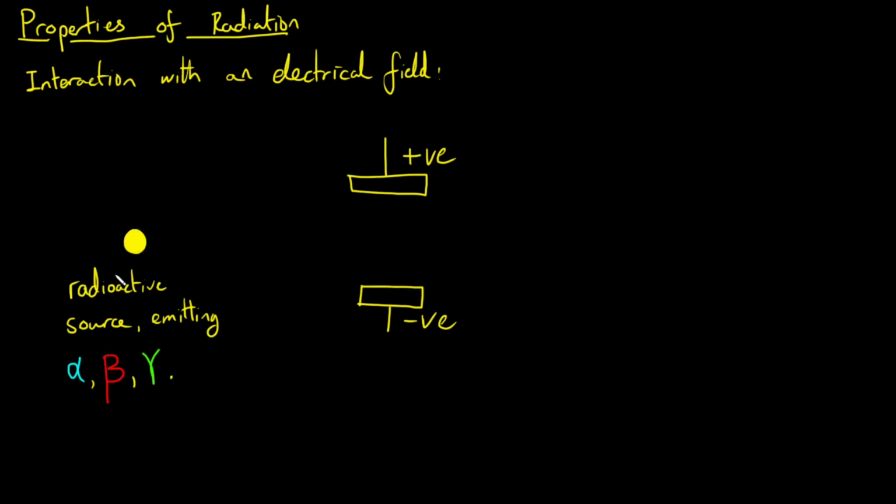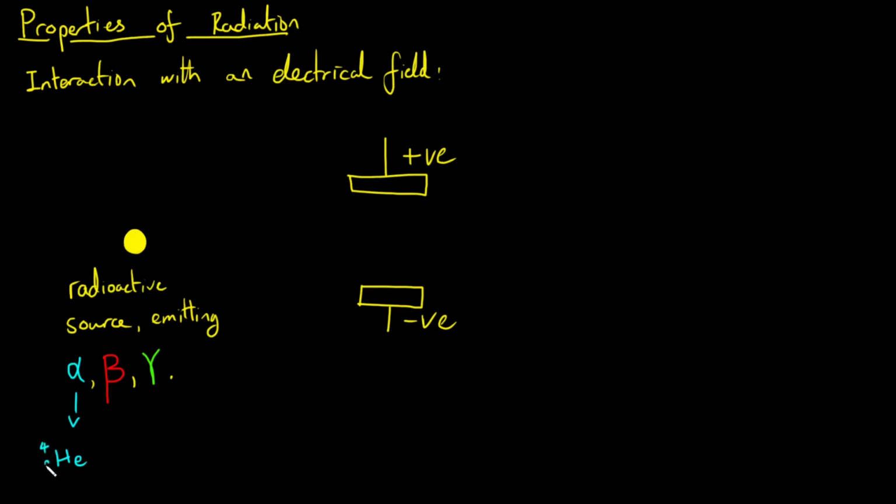And we can look at the properties of this radiation as well, and we can look at how it would interact with something like an electrical field. So if I take some alpha particle, beta particle, and gamma ray radiation, and fire it through this electrical field where one side is positive and one side is negative, then it should interact with the different particles based upon their properties. So as we've talked about, alpha particle radiation is a helium nucleus.